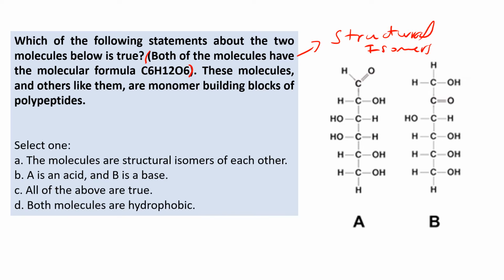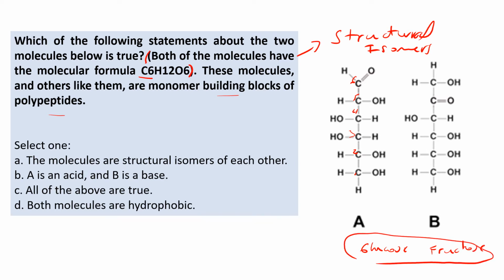And so they are asking you which of the statements is true. They said that these molecules and others like them are monomers, building blocks of polypeptides. So here they are telling you they have 1, 2, 3, 4, 5, and 6. As you can see here, this could be glucose and fructose. So all these molecules could be here. Maybe you know them by heart, but that was not necessary. You just need to read this and think about it.